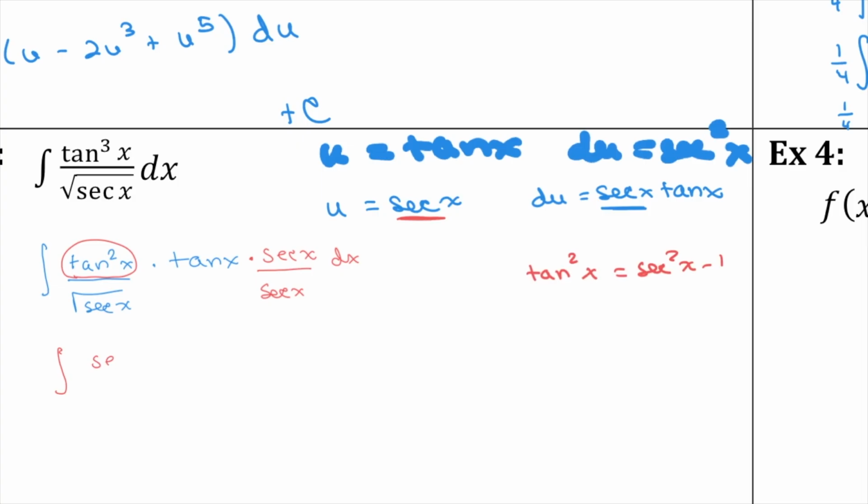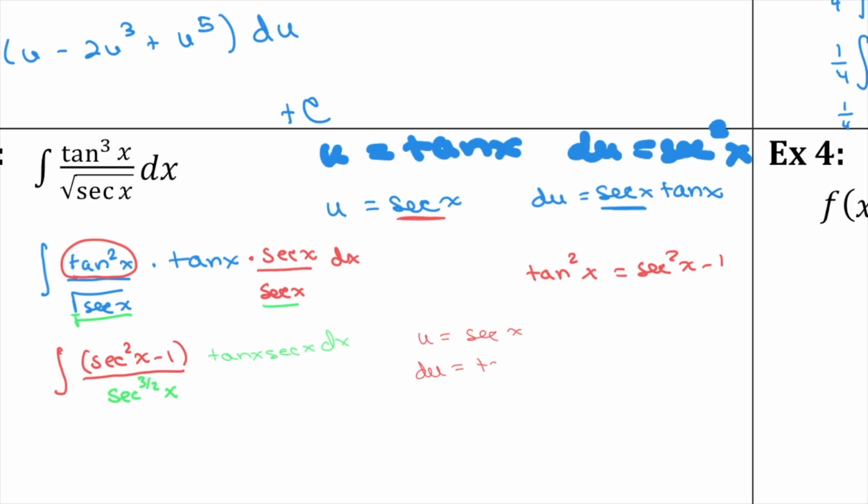Substitute. So this gives us secant squared x minus 1, which is replacing your tangent squared, divided by, let's combine secant and the square root of secant. That gives us secant to the 3/2 power x. And wait, we still have the tangent x secant x in the numerator, which is a good thing, because now if I let u equal the secant x, my du is exactly what I want it to be, tangent x secant x dx.